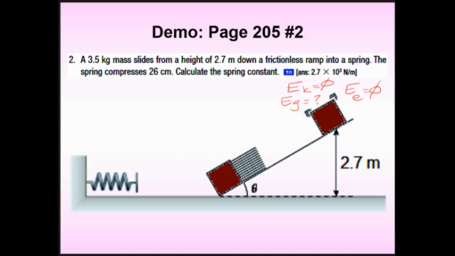Hits the ground. What bar goes down completely to 0? EK or EG? EG, because now the elevation is 0. What bar goes all the way up? EK, because now it hits maximum speed. What stays the same from here to here? Speed, because there's no what? There's no friction. Nothing is stealing energy from the EK.